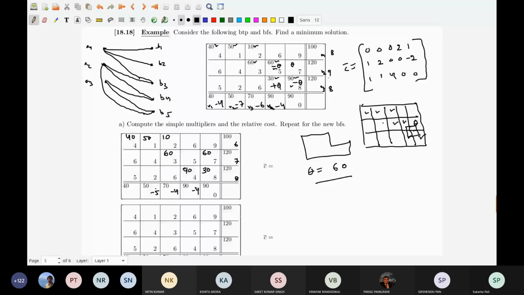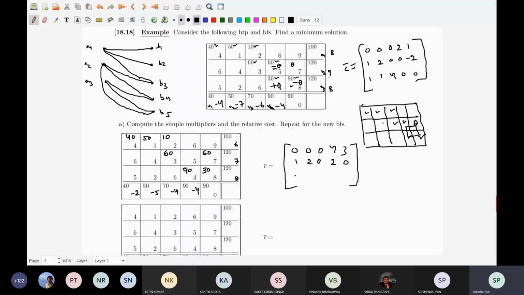The new C bar matrix. Now that we know it, we can do it quickly without making too much of this. 0, 0, 0, 6 minus 6 plus 4, 9 minus 6, 3, 6 minus 7 plus 2, 1, 4, 5, and 2, and this one is 0, 5 plus 9, so that is 2, 0, 7 minus 8 minus 1, 7 minus 8 minus 1, 10 minus 8, 2, 0, 0. What is the entering variable?